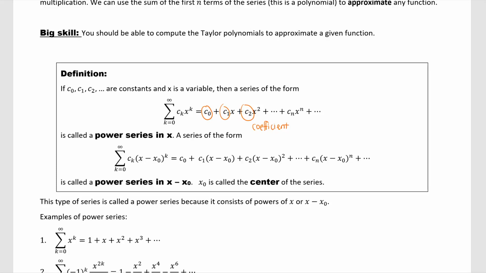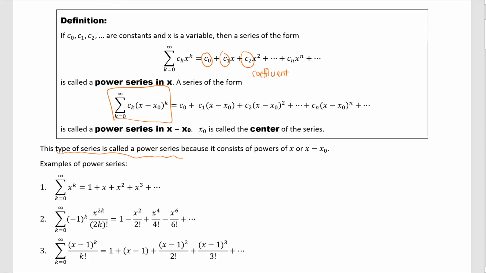And the series of the form c0 plus c1 (x minus x0) plus c2 (x minus x0) squared. So this is called a power series in x minus x0 because you can see this series contains powers of x minus x0. And x0 is called the center of the series. And this type of the series is called a power series because it consists of the powers of x or x minus x0. So let's look at some examples of the power series.